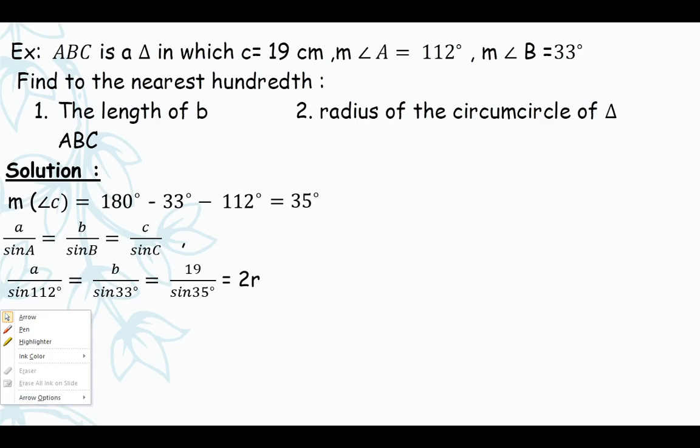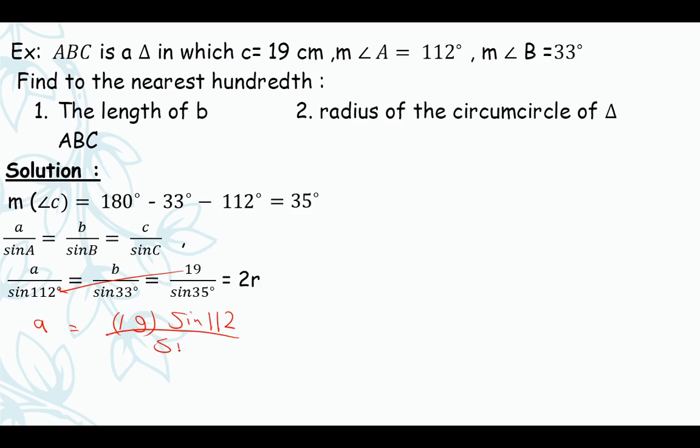a equals 19 multiplied by sine 112 over sine 35. Also, b: a is not required, b is required. b equals 19 multiplied by sine 33 over sine 35.